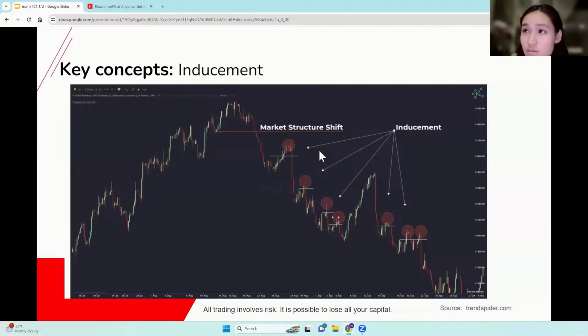So inducement is specifically targeting these short-term highs, like those that we've circled, or short-term highs or lows, as areas where these stops might be placed. So because you're expecting price to reverse off of these circles, you might decide to place your stop loss right above these levels here.